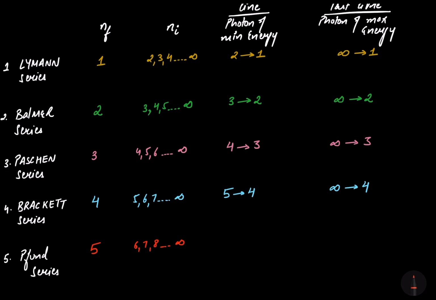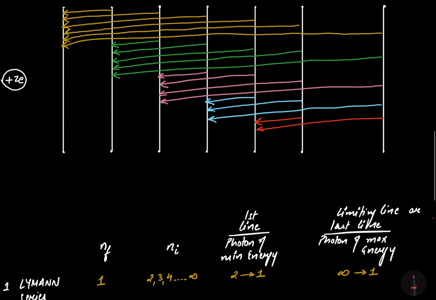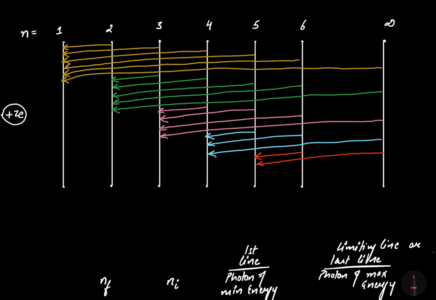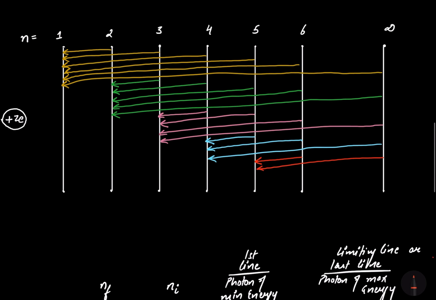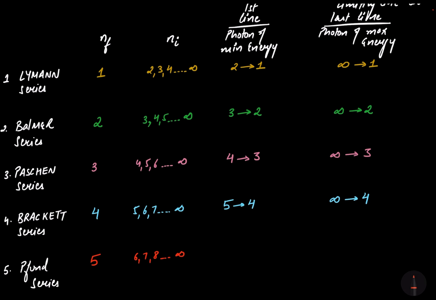So the first line of Pfund series, that is photon emitted of the minimum energy, will be of the transition of electron from the 6th stationary state to the 5th stationary state or the 5th orbit. The energy gap between the 6th orbit and the 5th orbit is minimum in case of the Pfund series. So the first line will be of transition of electron from 6th orbit to the 5th orbit.